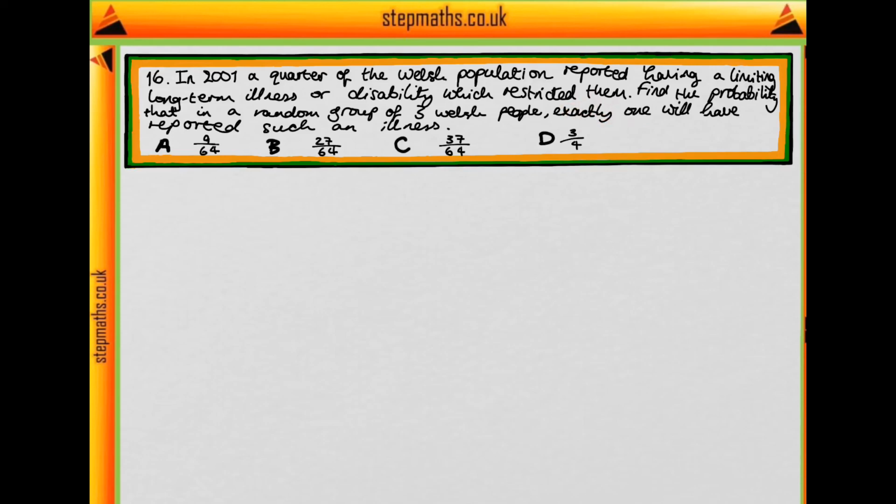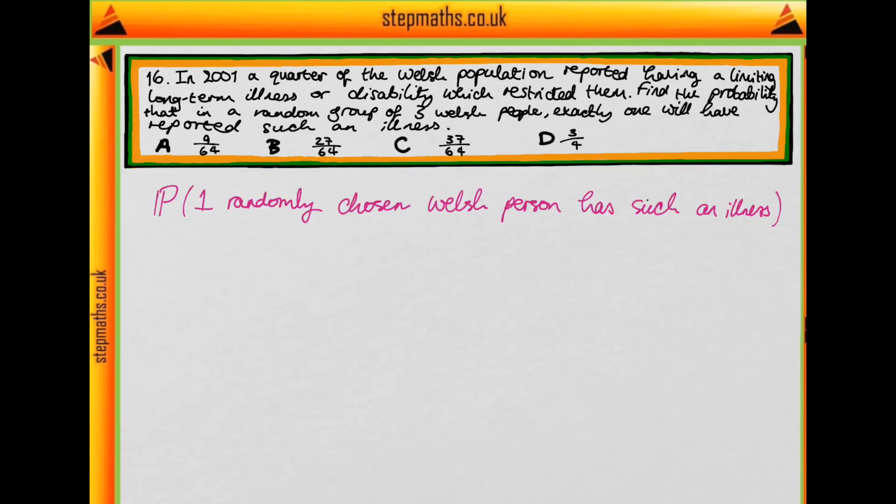So the first thing to do is work out the probability that a person from the Welsh population has reported this illness. So pause the video and have a go at doing that now. Okay, so the probability that 1 person has such an illness is a quarter, because a quarter of the population have it. So when you choose someone randomly, 1 in 4 of them will have it.